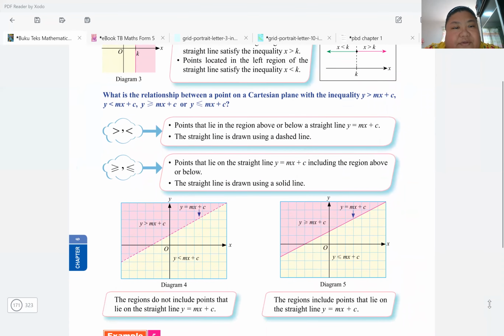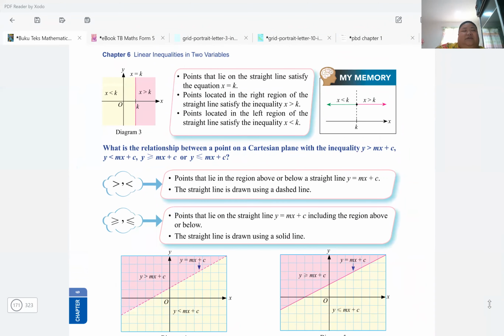I think if we look at the example, it's easier. What is the relationship between a point on a Cartesian plane and the inequality y greater than mx plus c, y less than mx plus c, y greater than or equal to mx plus c, or y less than or equal to mx plus c? Greater than or less than means points that lie in the region above and below the straight line mx plus c, and the straight line is drawn using a dash line.